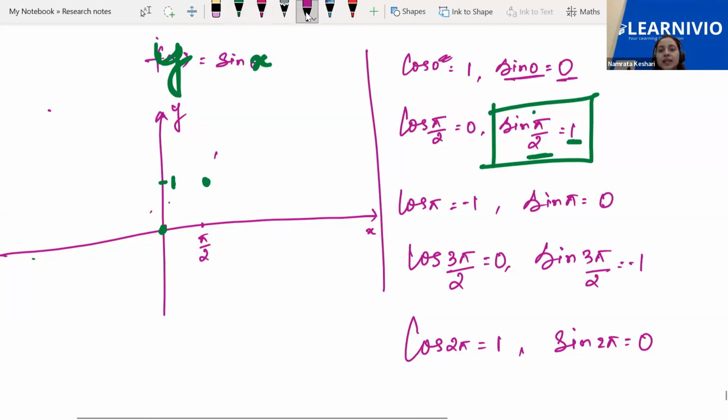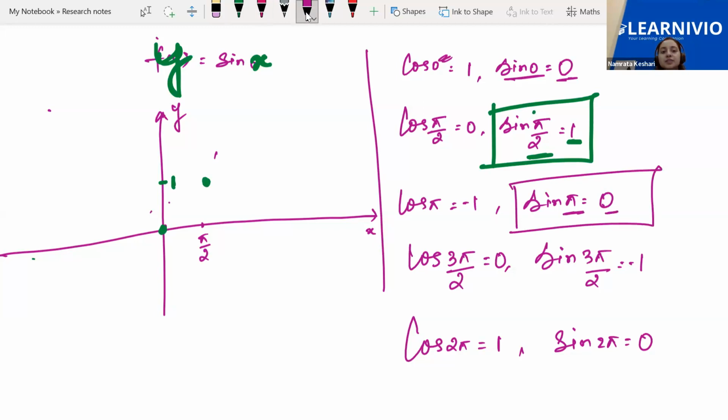Similarly, the next point is sine pi is 0. That means x is pi and y is 0. This is the point. All the green dots you have to focus on. Okay, the first coordinate 0 comma 0. Next one is pi by 2 comma 1. Next one is pi comma 0.